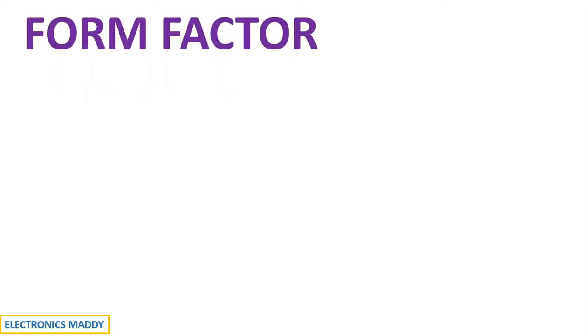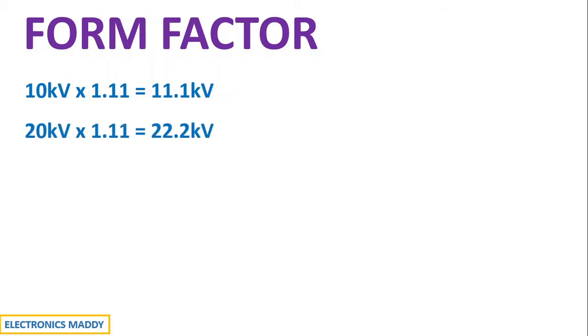Form factor of a sinusoidal signal is 1.11. So for example, if you are designing a system with 10 kilovolt range, 10 kilovolt into 1.11 will give you 11.1 kilovolt. Similarly, if you want 20 kilovolt, we'll be multiplying it with 1.11, so you'll be getting 22.2 kilovolt. 30 into 1.11 will give you 33.3 kilovolt.